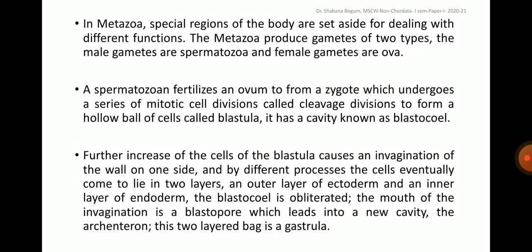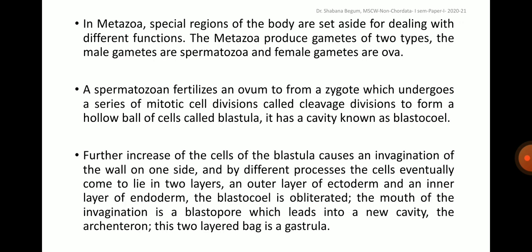In metazoa, special regions of the body are set aside for dealing with different functions. The metazoans produce gametes of 2 types. The male gametes are the spermatozoa and the female gametes are the ova. A spermatozoon fertilizes an ovum to form a zygote, which undergoes a series of mitotic cell divisions called cleavage divisions to form a hollow ball of cells called blastula, which has a cavity known as blastocele.